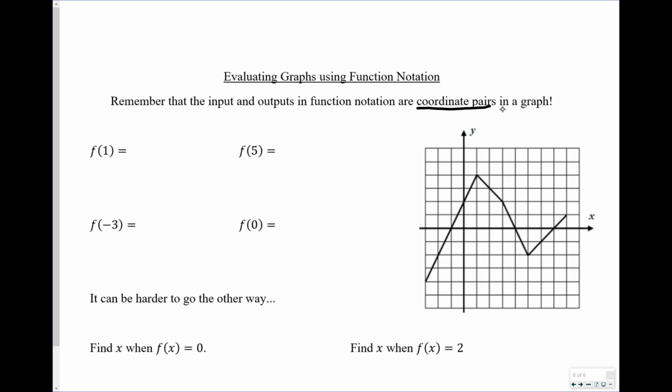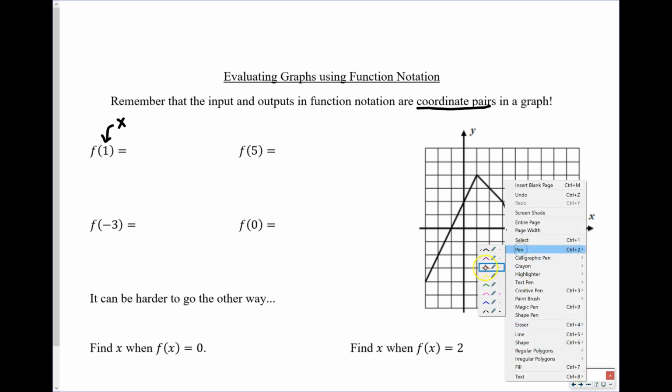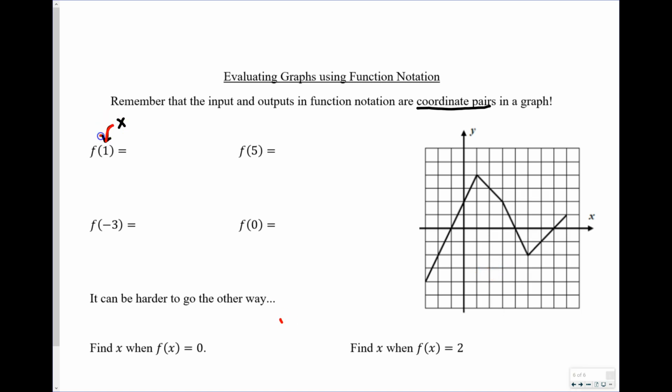So when I look at these function notations, I'm going to remind myself that the number inside is my x value, or my input. So when I go to this graph, let me use a different color, it's much easier to see with colors. I'm going to make this red. Okay, so that 1 is my x value. So I'm going to go to my graph, and I'm going to find the number 1.